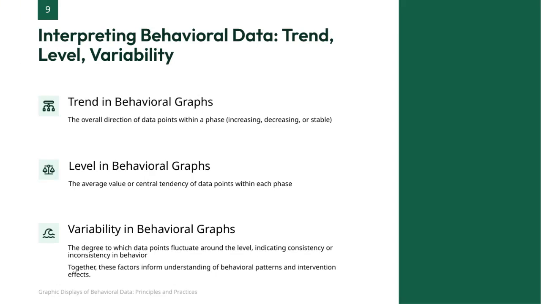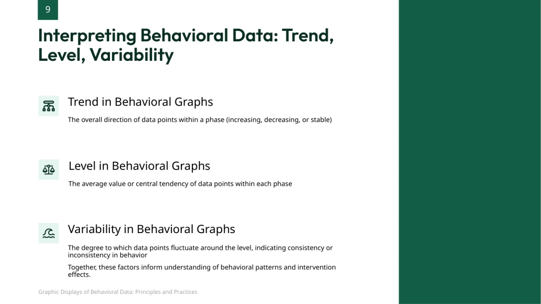When we look at behavioral data, there are three key aspects to focus on: trend, level, and variability. First, the trend shows us the overall direction of the data points within a phase. This could be increasing, decreasing, or staying stable, and it gives us a sense of whether behavior is improving, worsening, or holding steady. Next, the level refers to the average value or central tendency of those data points in each phase. It helps us understand the typical behavior during that specific time frame.